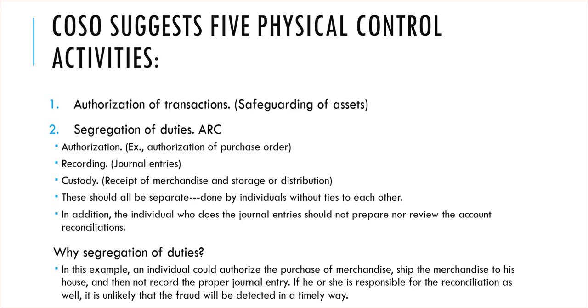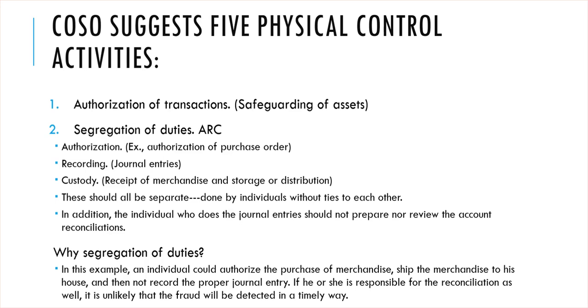So when we think about this, we have a segregation of duties in our basic operational functions, and it's ARC, but we also have a separation or a segregation that exists in internal audit, or the people that do the oversight. You wouldn't want oversight being a part of the creation, for example, of the documents or the journal entries. You would want oversight to be separate. So the reconciliations or the reviews are separate from those three. An individual could authorize a purchase of merchandise, ship the merchandise, and then not do the journal entry.